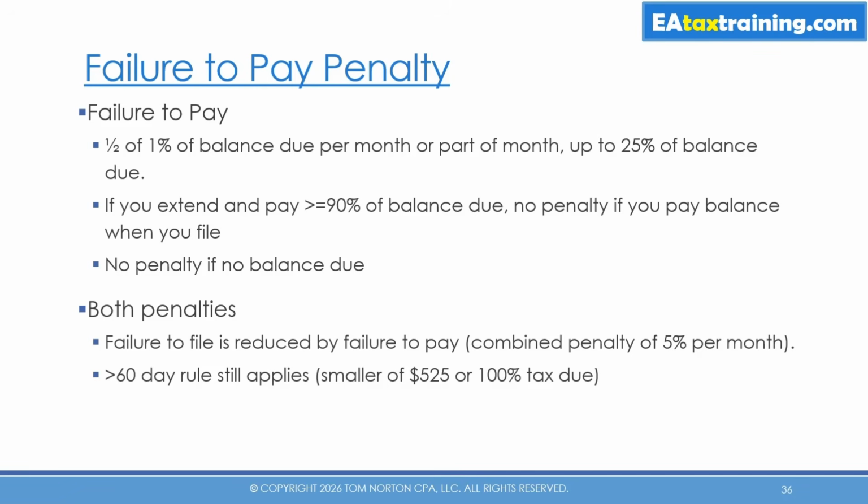Now, having said that, once you reach the maximum failure to file penalty, the failure to pay penalty can continue on. So we reduce the failure to file penalty by the failure to pay penalty. But once the failure to file penalty is maxed out, the failure to pay penalty, that 0.5%, will continue on. And the greater than 60-day rule does still apply. So that's that smaller of $525 or 100% of the tax due.